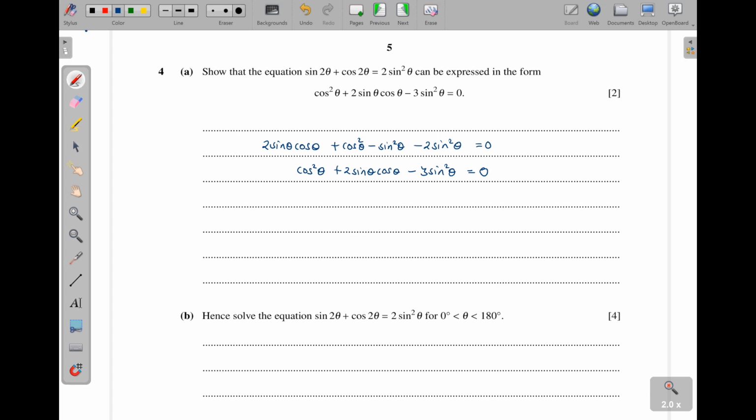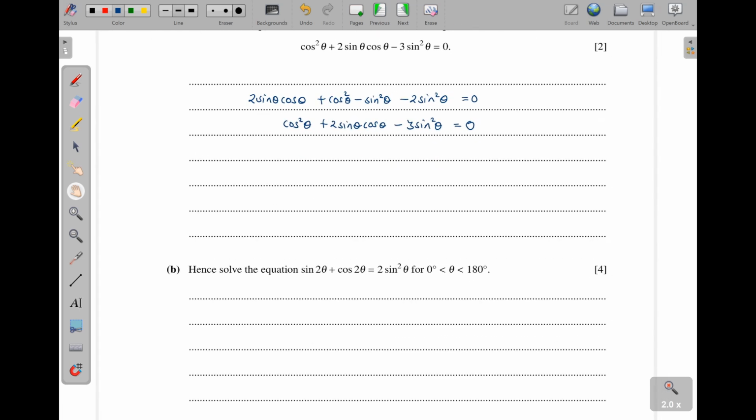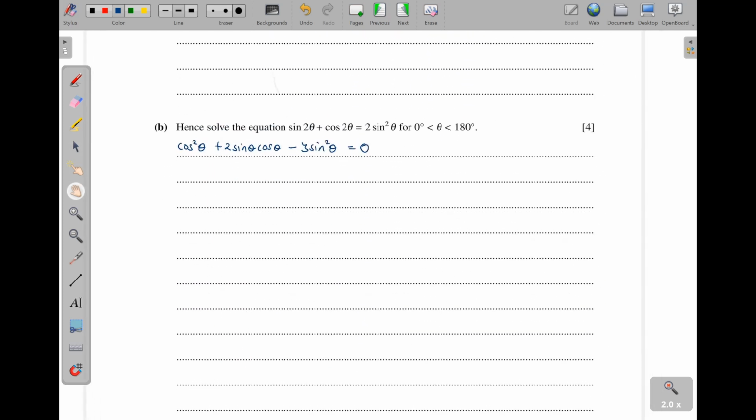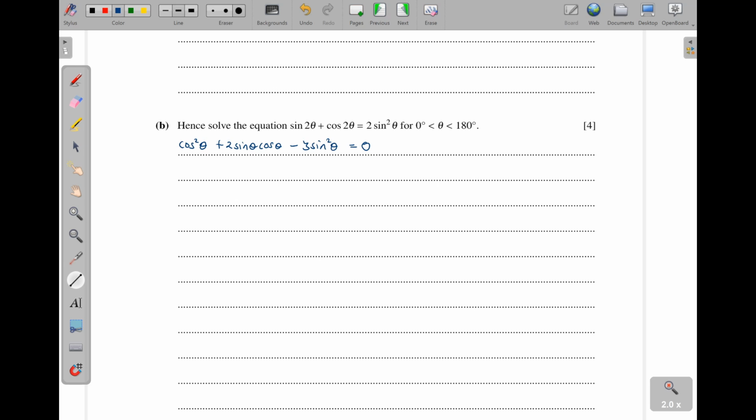Okay, then next we have part B. They are saying hence solve this equation. Hence. So we begin from where we have stopped. There are two methods I'm going to use to solve this one here. Let me just copy this one down so that I save time. So this is my equation here. Two methods. So let me even divide this into two.